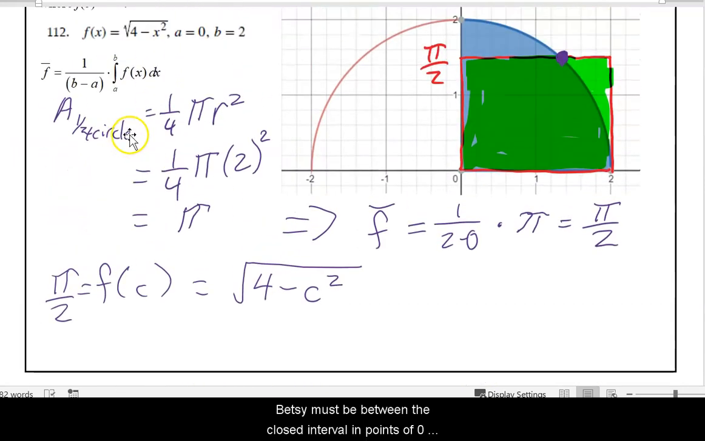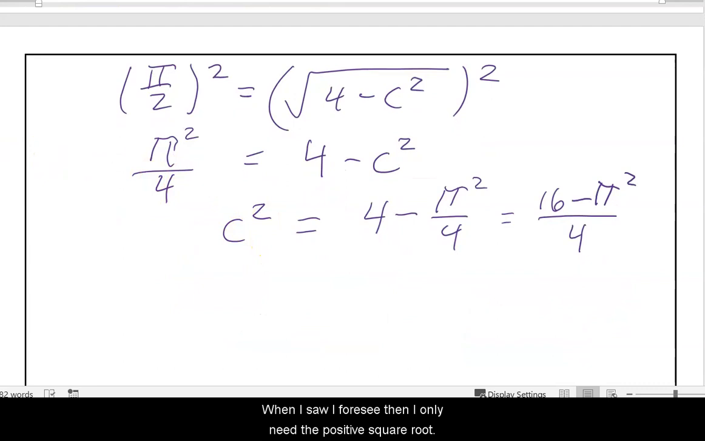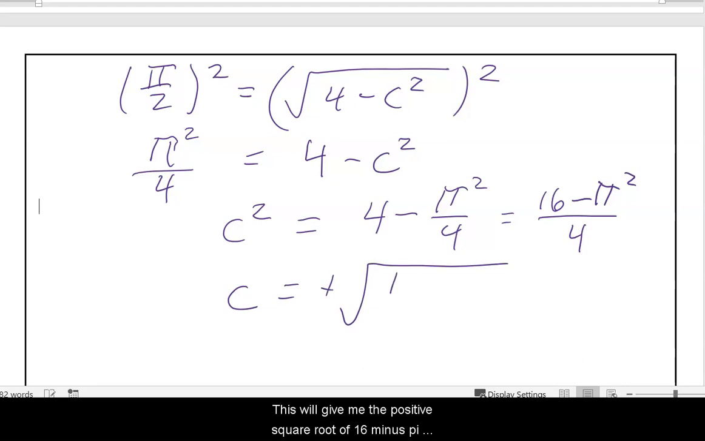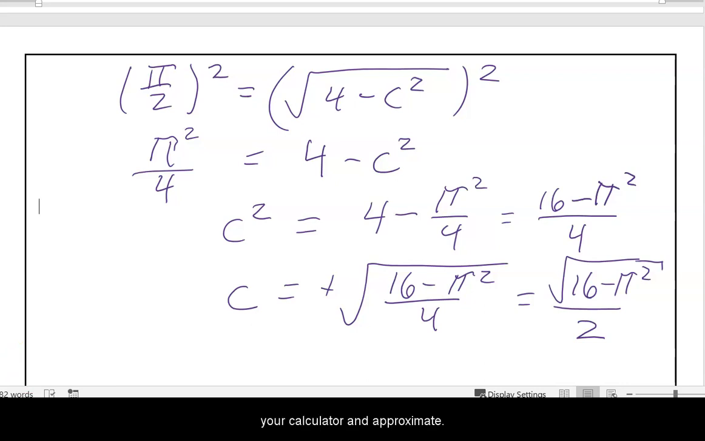Since c must be between the closed interval endpoints of 0 and 2, I know the value of c must be strictly positive. When I solve for c then, I only need the positive square root. This will give me the positive square root of 16 minus pi squared divided by 4. I can split the radical, which will give me division by 2, but I cannot split the radical in the numerator since those are separated by subtraction and not multiplication or division. In order to know what that value is, you'll have to use your calculator and approximate.